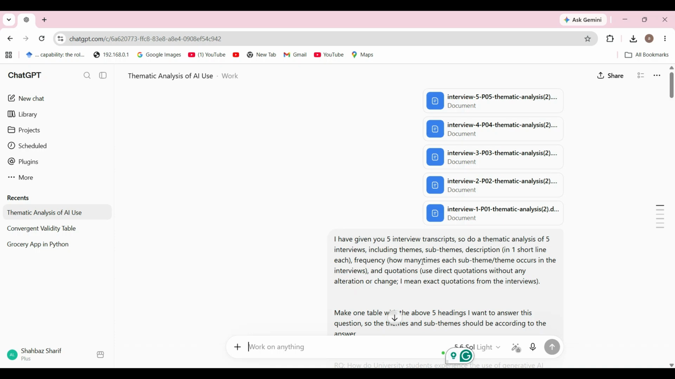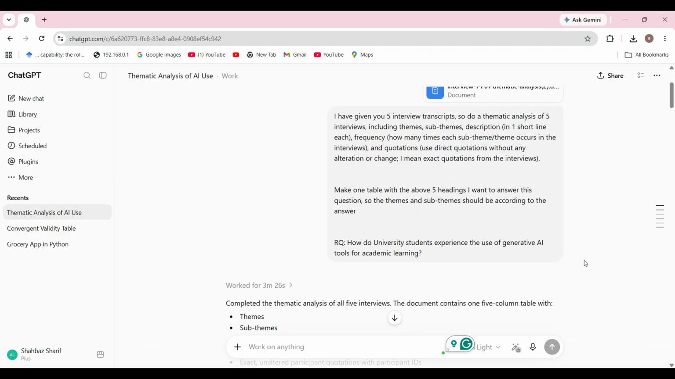Frequency means how many times each sub-theme occurs in the interviews. And quotations are direct quotations, the long or short statements students make in their interviews. I also asked ChatGPT to make one table with the above 5 headings. I want to answer this question, so the themes and sub-themes should be according to it. This is our research question, as we learned from the presentation.